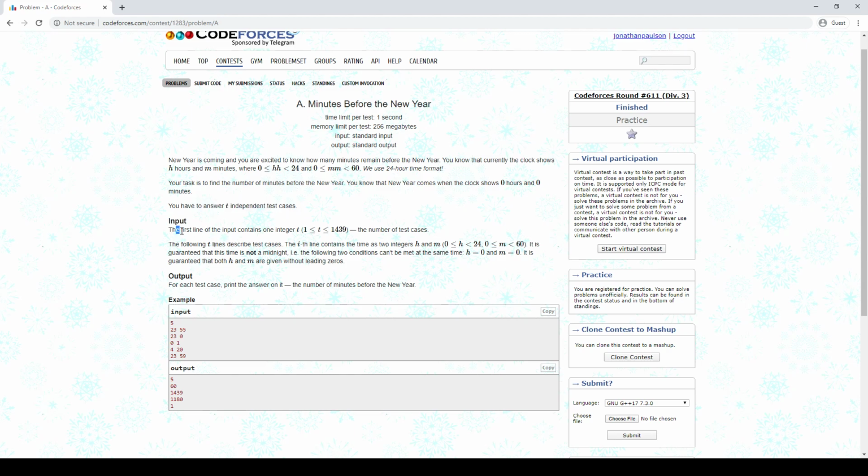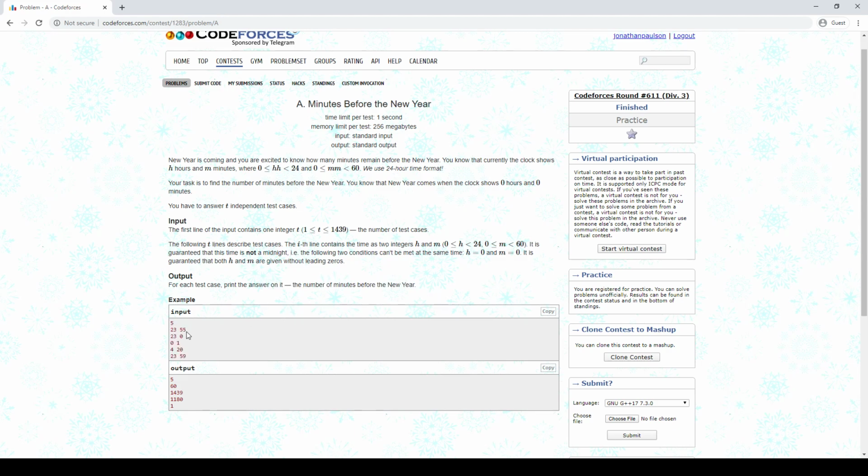T independent test cases. First line has test cases. I don't know why it's 1439, but whatever. They guarantee that the time is not midnight and that there are no leading zeros, and we should just print out how many minutes before New Year. Okay, so this seems straightforward enough.